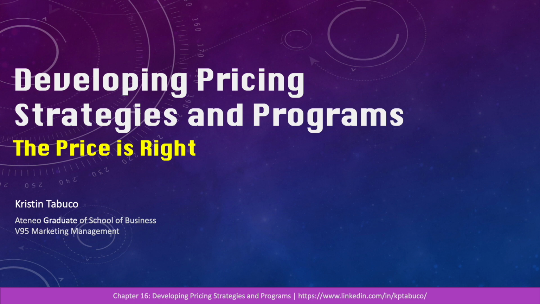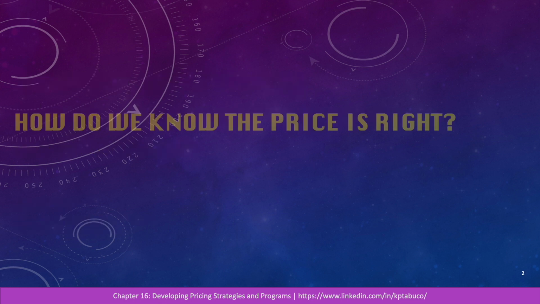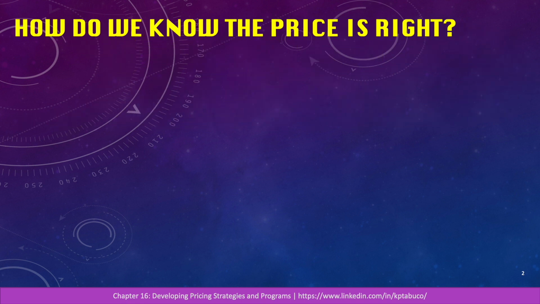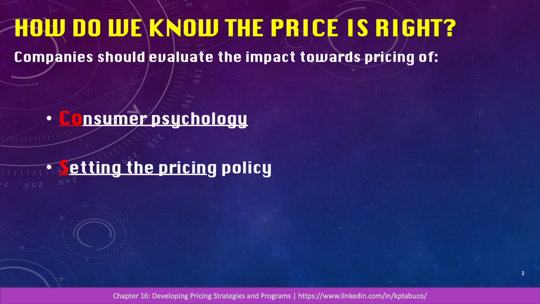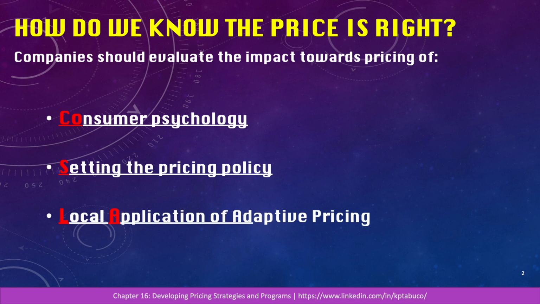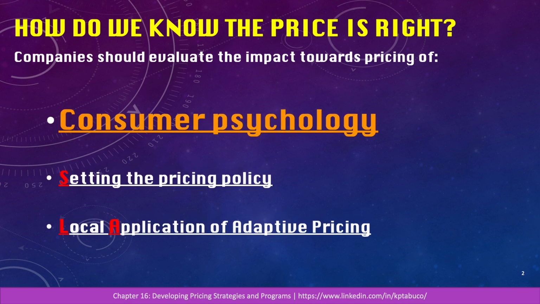The price is right. Since price is the marketing element that produces revenue, then we must get the price right. Let's drill this further by evaluating the impact towards pricing of consumer pricing psychology, setting the pricing policy, and understanding adaptive pricing using a local application.